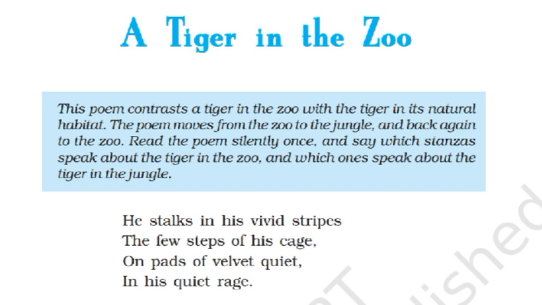Few steps means the limited space he has, and not only that, he moves quietly on his soft, velvety pads, meaning the paws, expressing his anger quietly. Why is he quiet? Because no one is there to talk to, no one is there to express to, and no one is there to understand his feelings. Now why is our tiger angry? Because of all his lost freedom. This is one of the most important stanzas for extract-based questions, dear students.